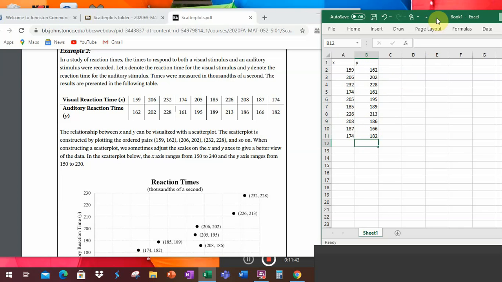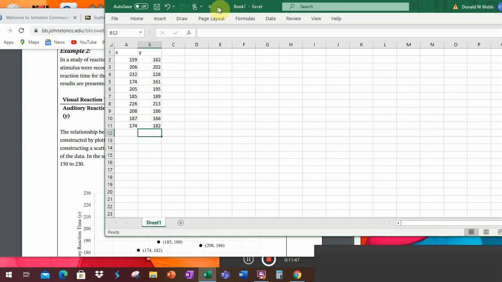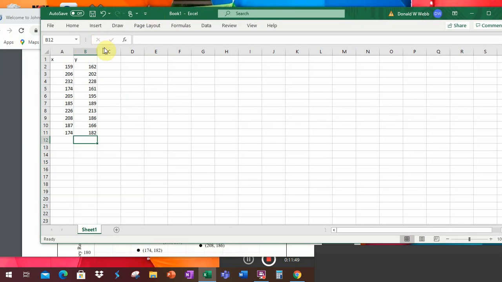Now what I'm going to do is actually generate a scatter plot in Excel. I'm just going to bring this over so I have some more room and we can kind of expand things out. How I do that is I've got my X's and my Y's. I'm going to actually select everything in here. Hold on.